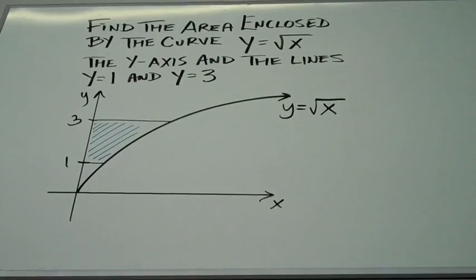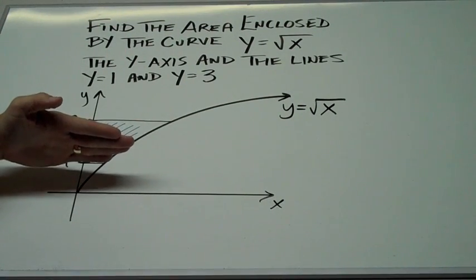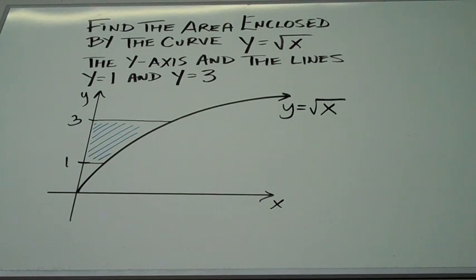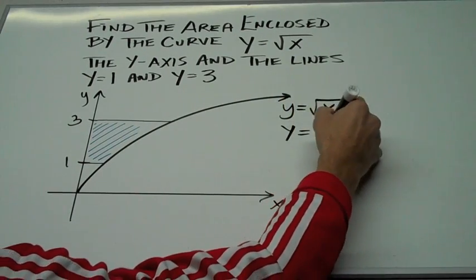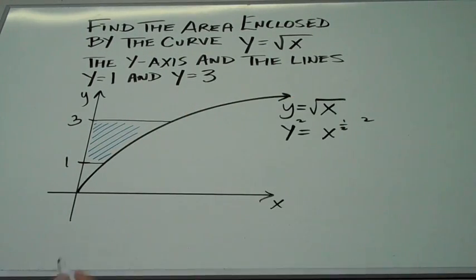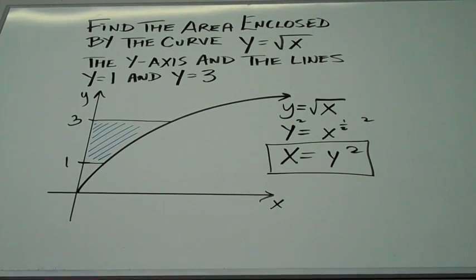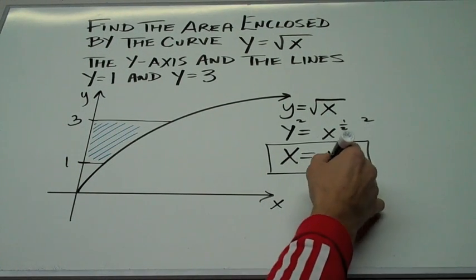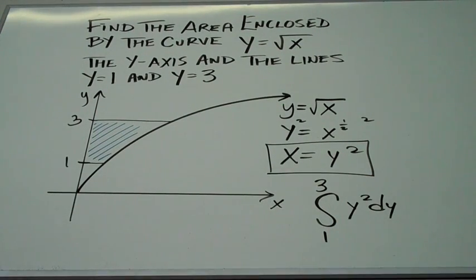Let's do an example. Here's an example that illustrates that point. Find the area enclosed by the curve y equals the square root of x, the y-axis, the lines y equals 1, which is a horizontal line, and y equals 3, which is another horizontal line. First step, solve for x. We know that y is equal to x to the 1/2, so we can square both sides and we get x is equal to y squared. There's our first step. We solve for x. Now integrate with respect to y. So we're going to integrate from 1 to 3, lower limit to upper limit, of y squared dy, and that will give us that area.